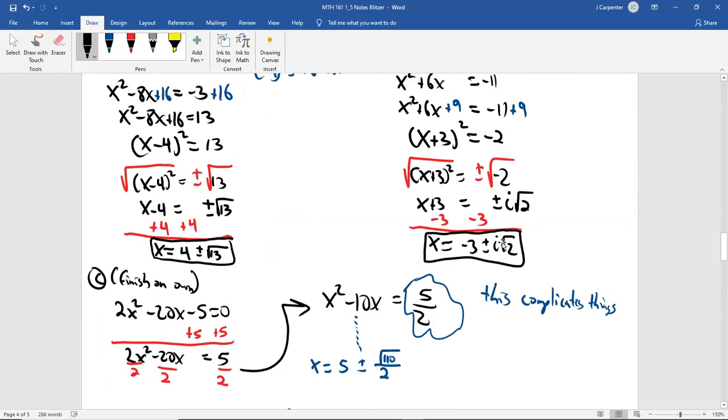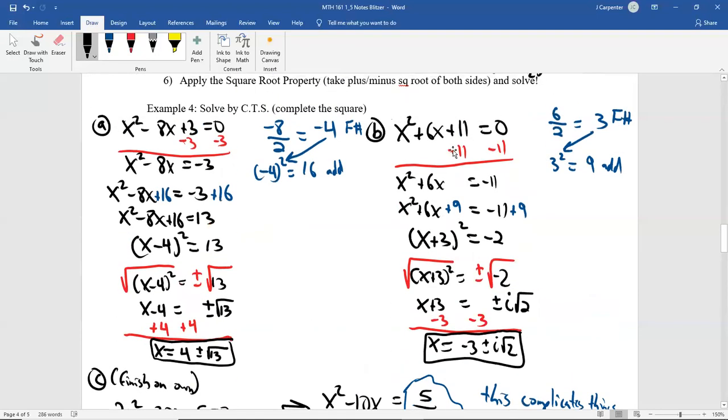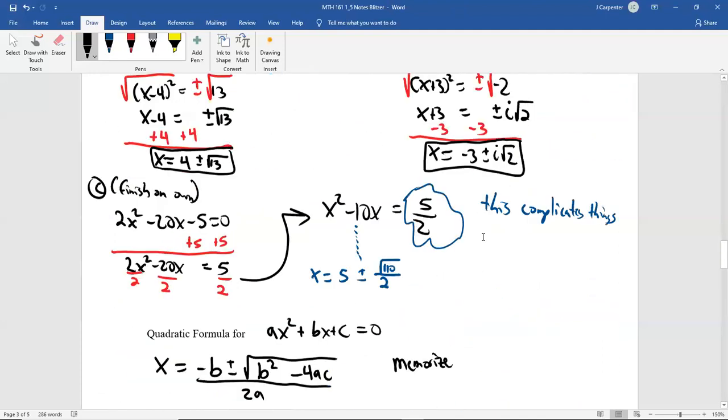Negative 3 plus or minus i square root of 2. So this was solving it by completing the square, which in my opinion is not that bad. There's no fractions. That's what makes it bad. There wasn't a number in front of the x squared, which is something that people just tend to forget about and they'll leave it. So it's not bad, but it leads to bad results often. So it wasn't too bad with completing the square, ultimately.